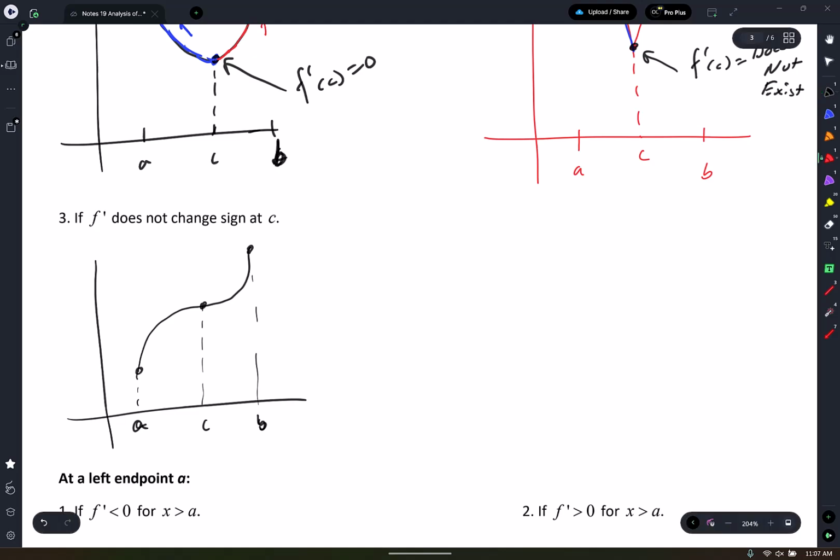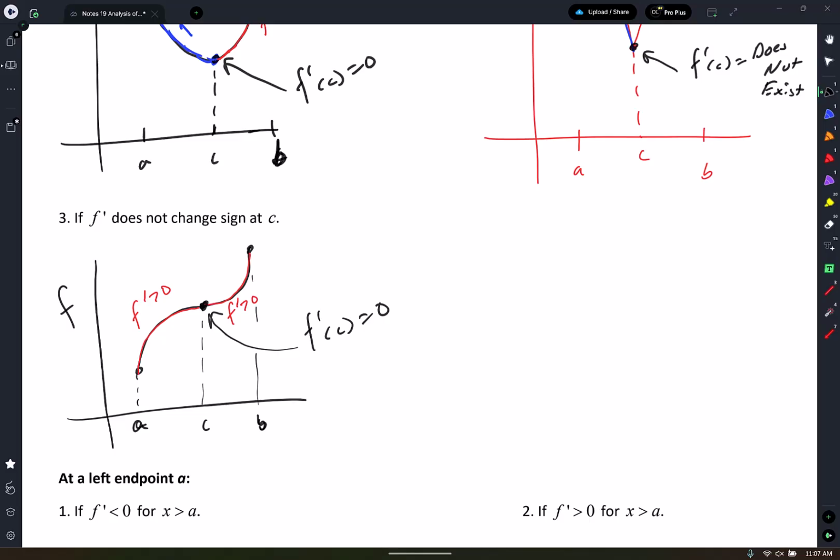This is F, and look at that. F prime is positive. I'm increasing. Look at this. F prime is positive again. Right at that moment, F prime of C is 0. I'm going to draw another one. Do the same issue. Let's see, how am I going to do it? I'm going to do it like that, and I'm going to do a corner.